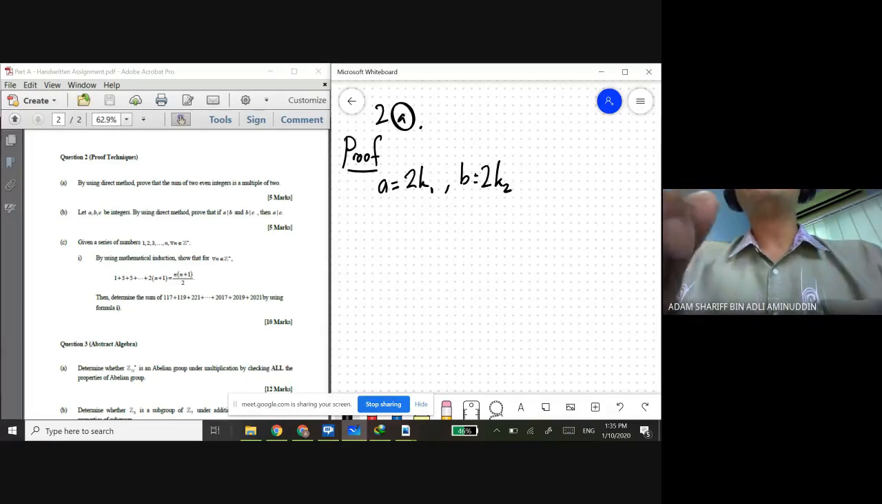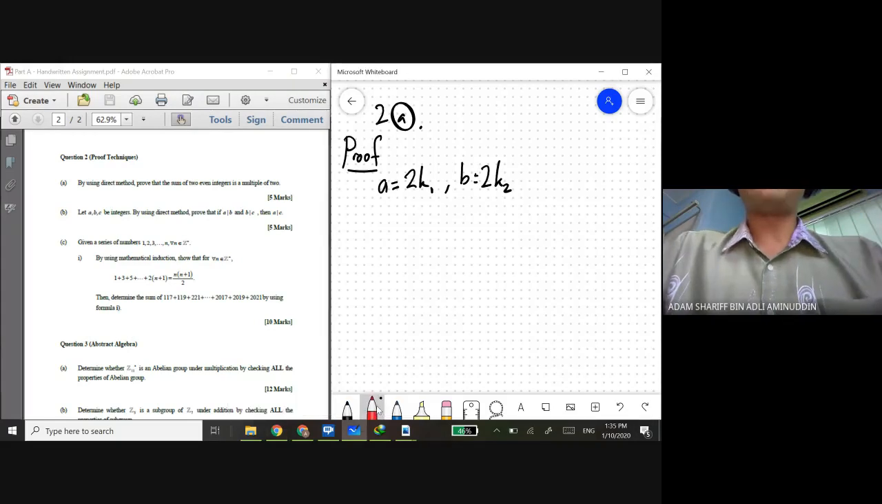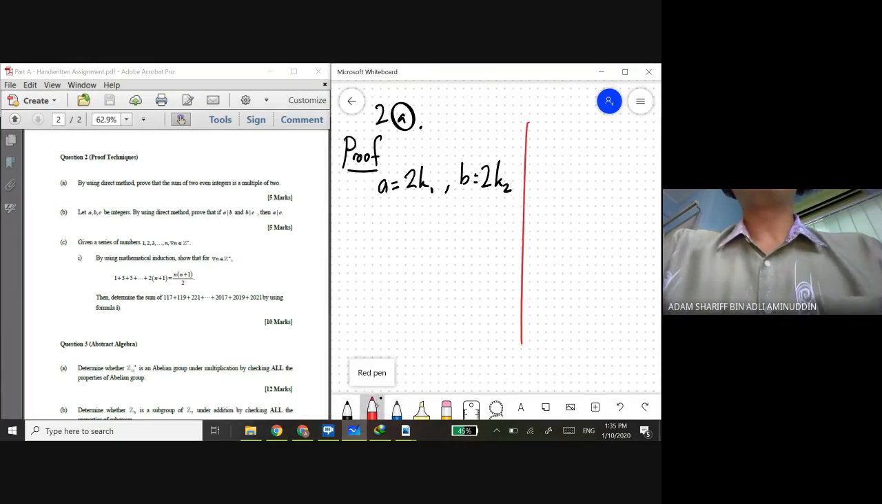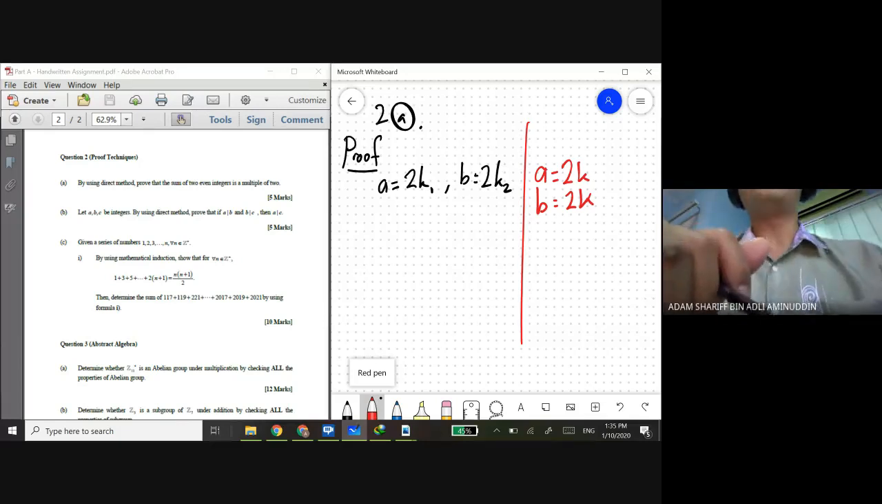If possible, do not let it be 2k only. Contoh kesalahan student ialah dia letak satu variable saja, macam ni: A equals to 2k, B equals to 2k. Sama k dengan k ni. Kalau boleh elakkan, guna alfabet yang berbeza, menunjukkan dua integer ni mungkin even integer yang berbeza. Okay? So don't do the one on the right.